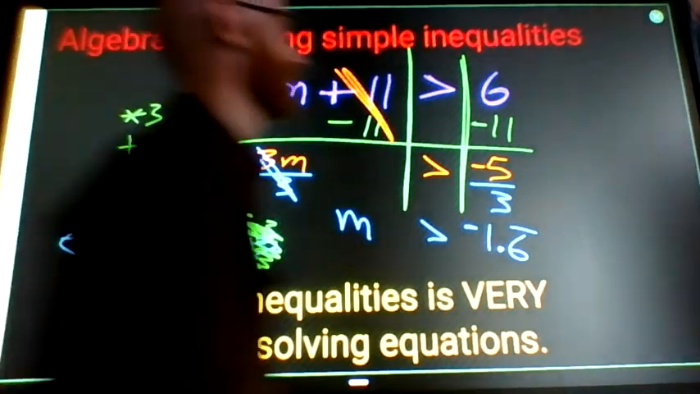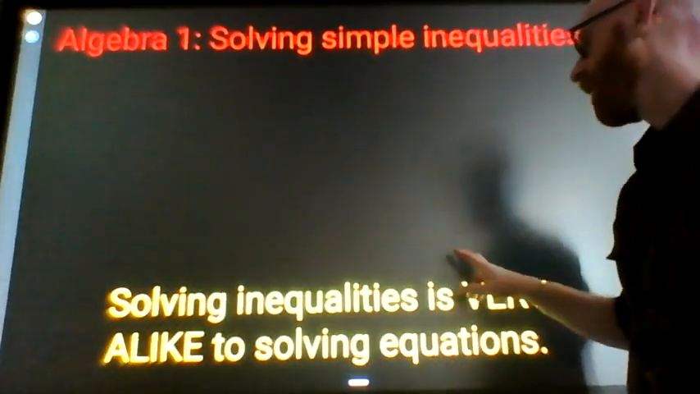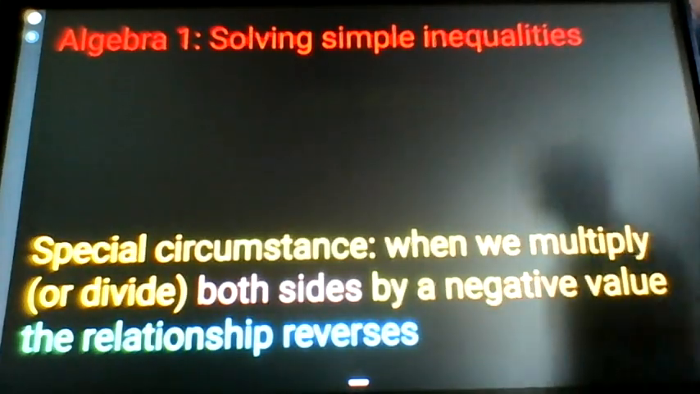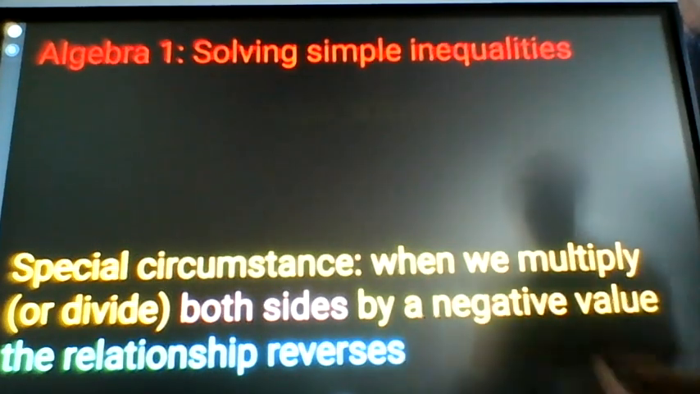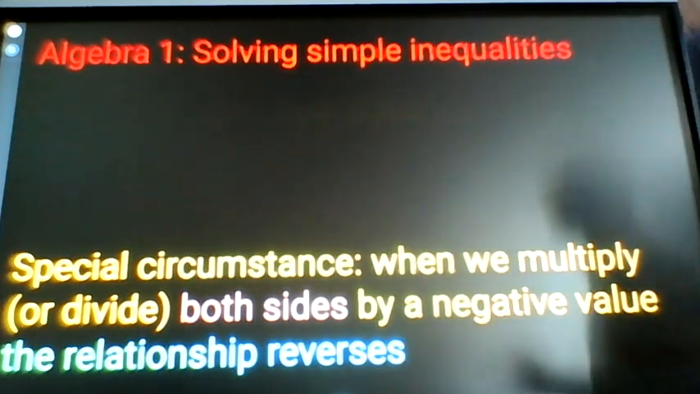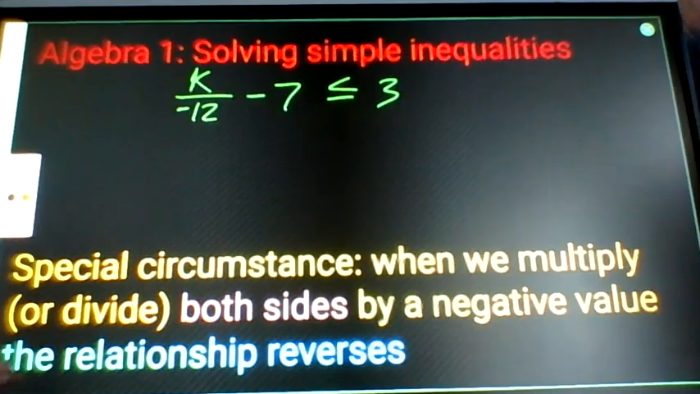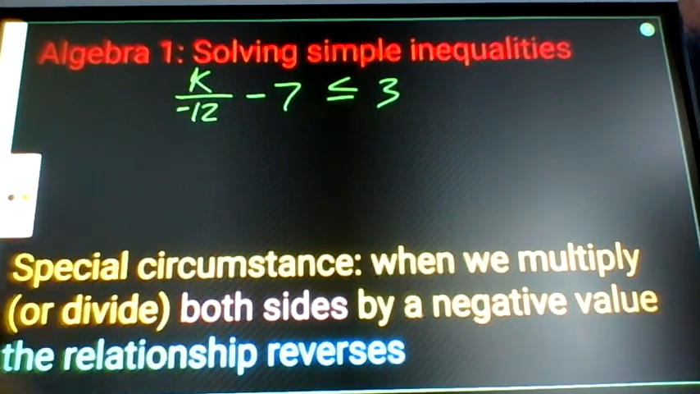Now, there is one special circumstance. When we multiply or divide both sides by a negative value, the relationship reverses. I'll show you what I mean by that as we work through this.